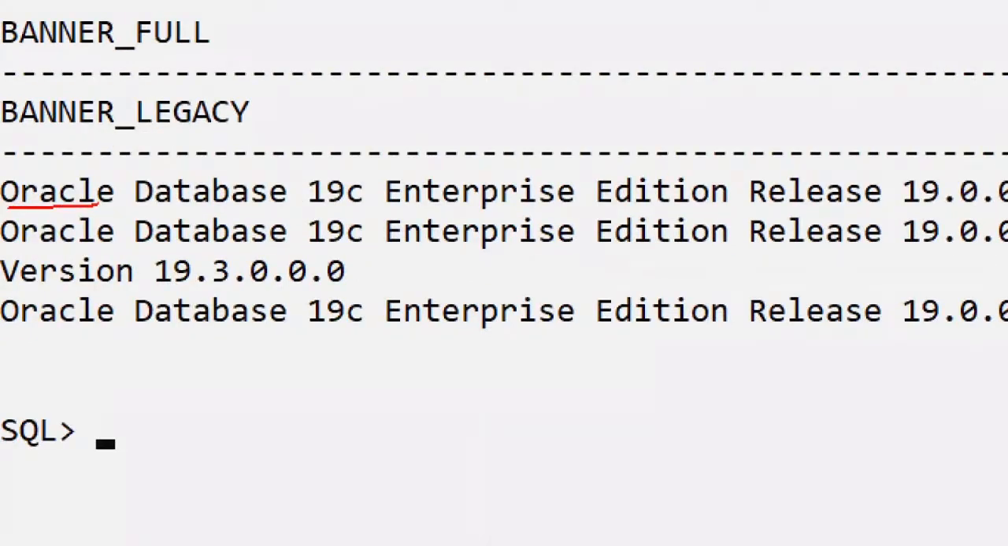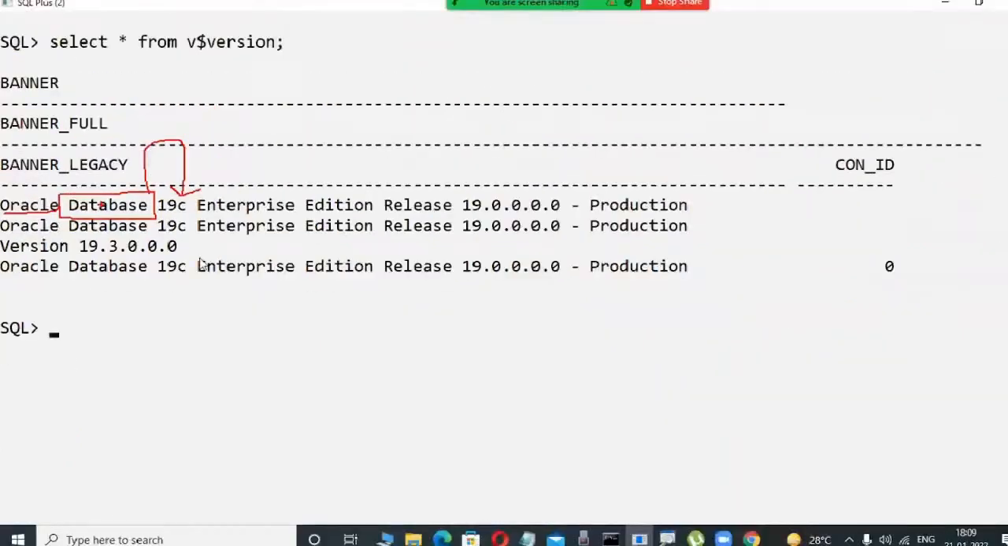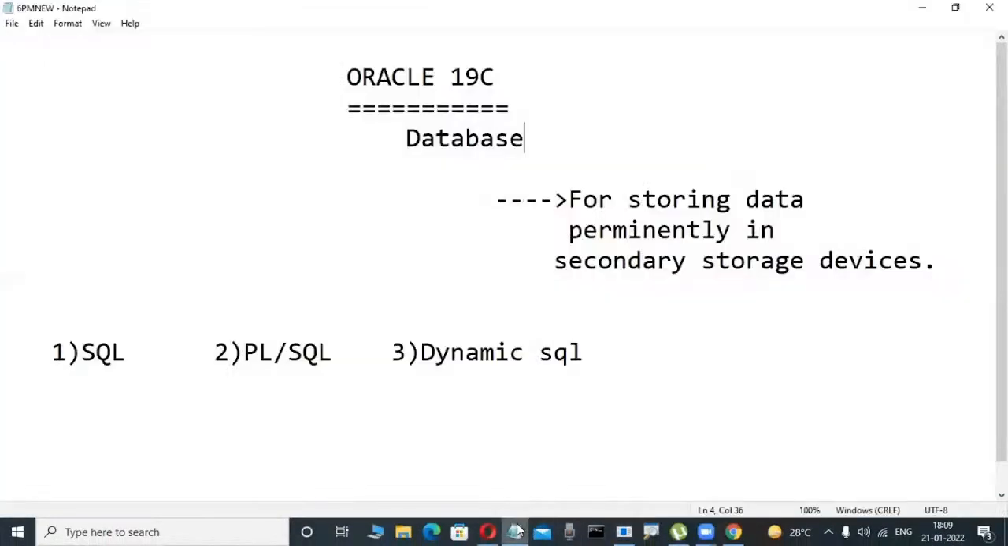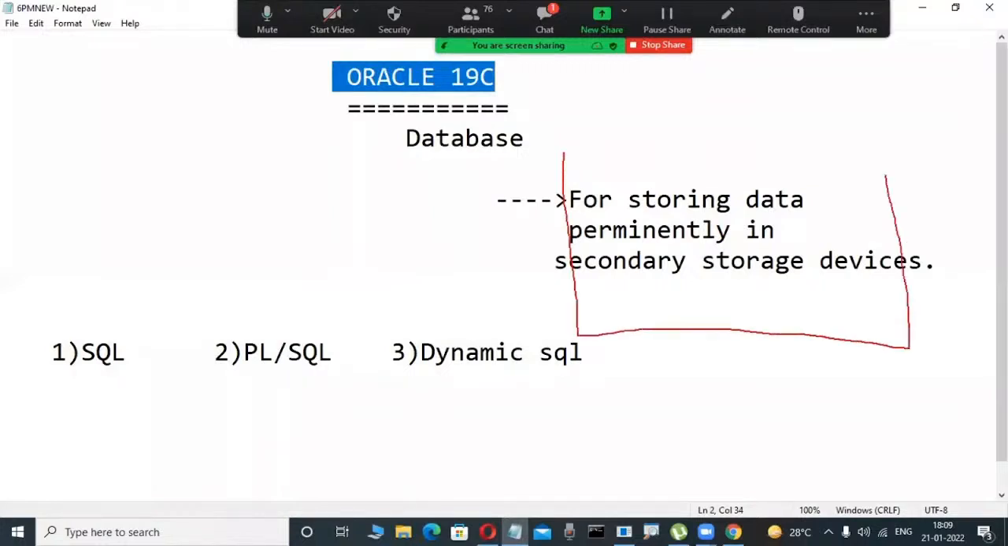Oracle is a product from Oracle Corporation. What type of product is it? A database product. The version we are learning in our course is 19c. What is a database? Once we install the Oracle software, some place is automatically created on the disk. In this place, we permanently store data.